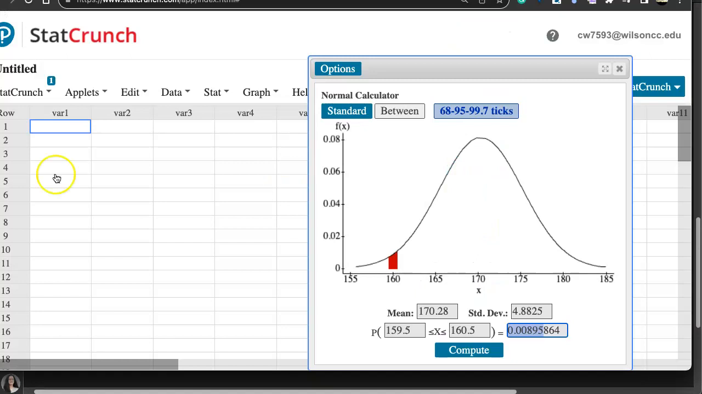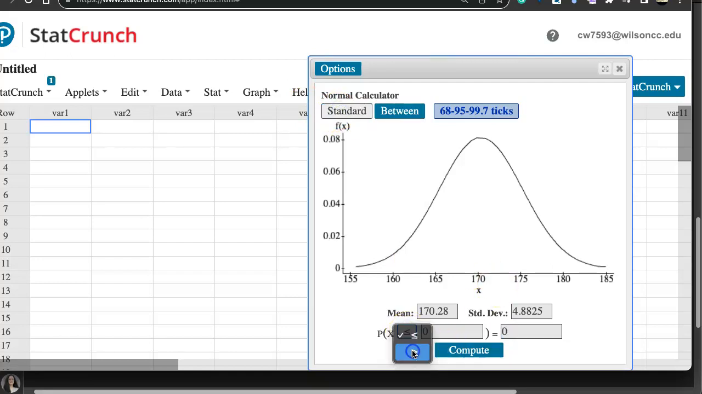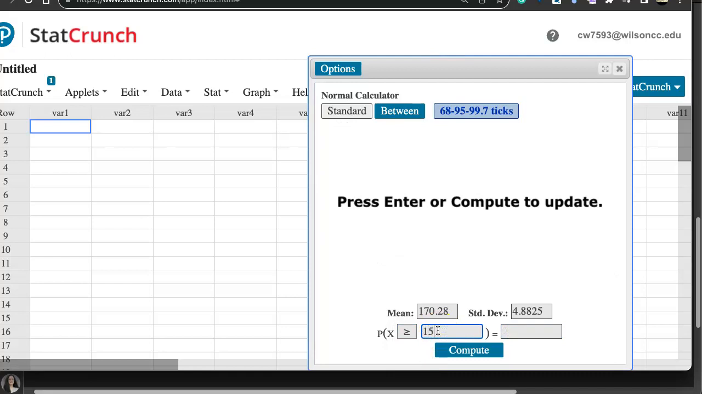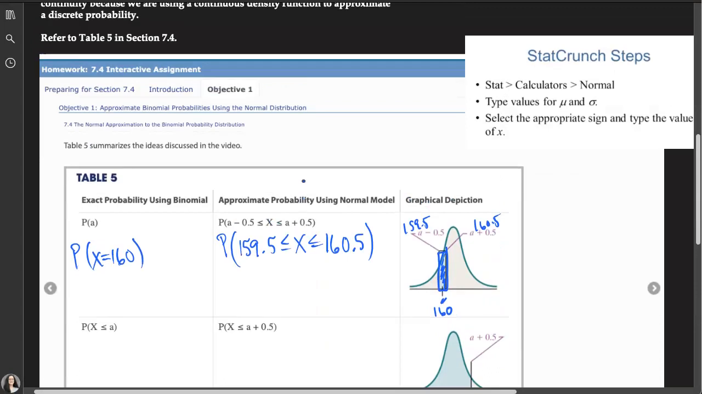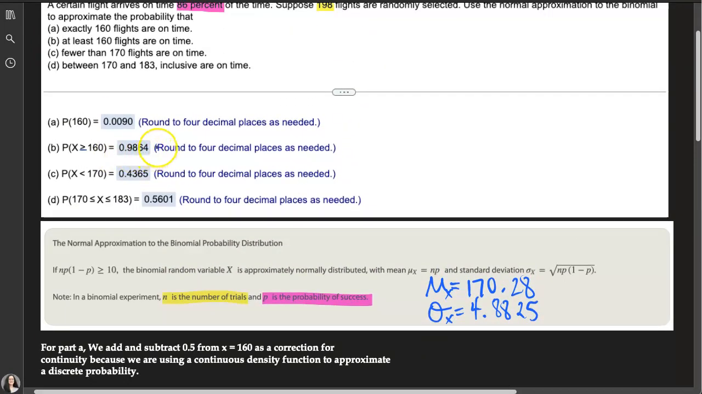So let me come back to StatCrunch. Mean and standard deviation are the same. I do need to switch back to standard in this case, and I'll select greater than or equal to 159.5 and compute. And so now I see that 160 is included. Imagine again that little bin that would be right here, and then all these other bins that would make up this area. And so I get this value. I would need to round that 3 to a 4, right? So 0.9864. If we come back to what we had answered earlier, that's that 0.9864.